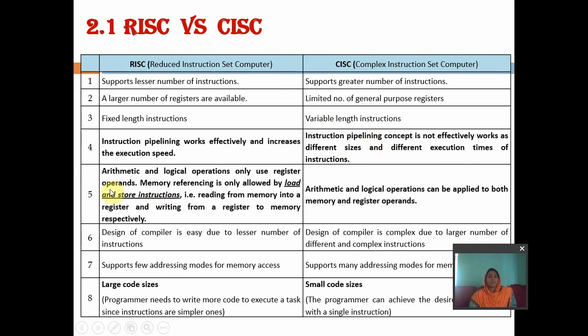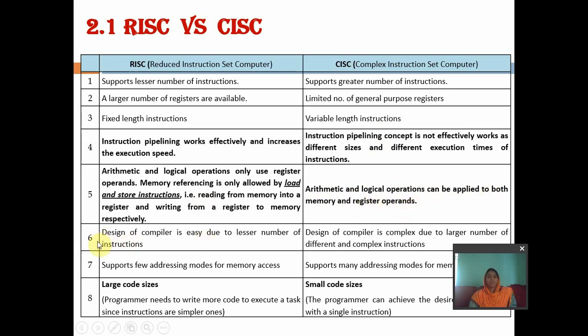Coming to the RISC processor, the fifth point is that arithmetic and logical operations only use register operands. As we have a large number of registers, all the operations are performed in terms of registers. Whereas in a CISC processor, arithmetic and logical operations can be applied to both memory and register operands.